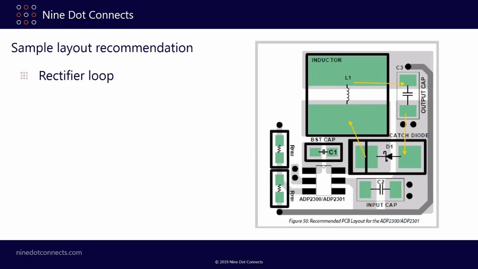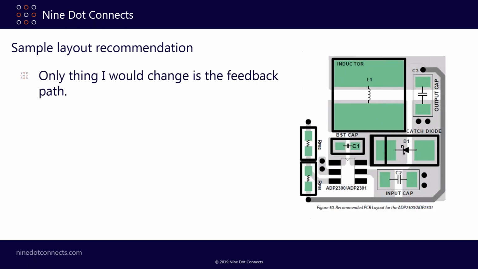Now when the inductor is trying to discharge, keeping this output capacitance charged, then again, the return path is back through the catch diode. That is as tight as you can get it. So the question is, why am I bringing this up?